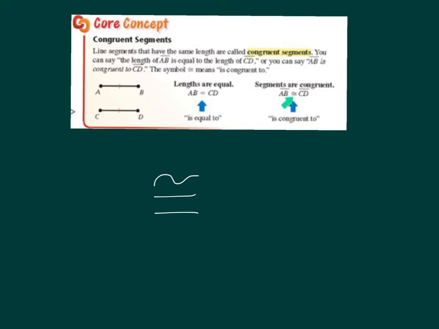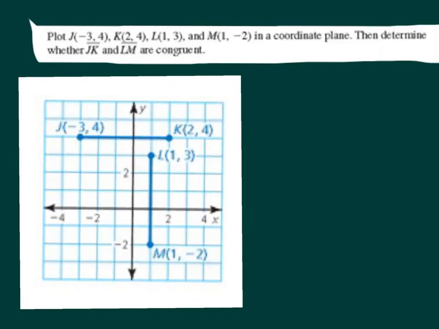So if you notice the little squiggly line, it really is the same. It's tough to see, it's kind of small, but it's this symbol right here. That's the congruent symbol. So let's look at an example with congruent segments. So what they want us to do is they want us to plot J, plot K, plot L, and plot M. Then determine whether JK and LM are congruent. So what I did is I went ahead and plotted them all.